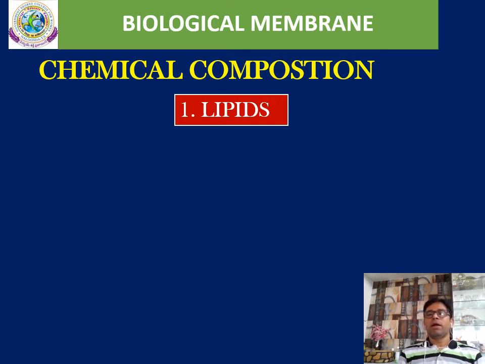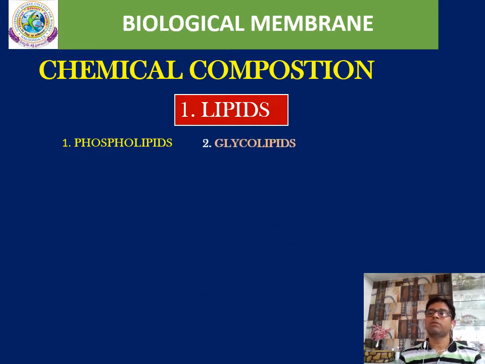There are three different types of lipids present in the plasma membrane. They are: number one, phospholipids; number two, glycolipids; number three, sterols. Let us discuss about the phospholipids.